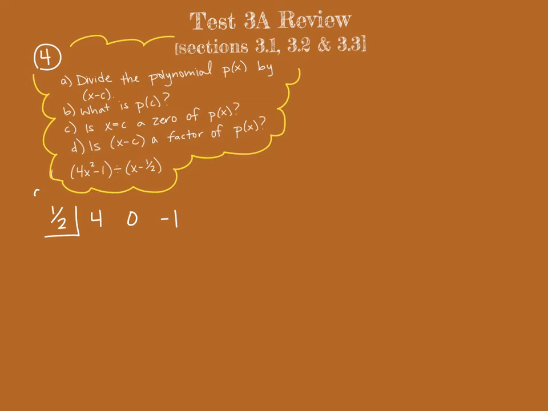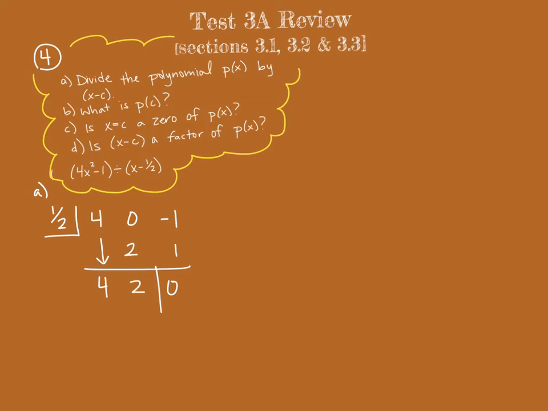So I'm doing part A right now. I'm dividing using synthetic division. So we bring our 4 down, then we multiply the 4 times the 1/2, and that gives us 2. Then we add these two values together. 0 plus 2 is 2. Then we again multiply. 2 times 1/2 is 1. And then again we add vertically. -1 plus 1 is 0. And that's our remainder.